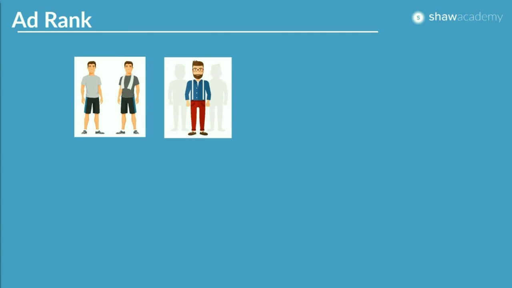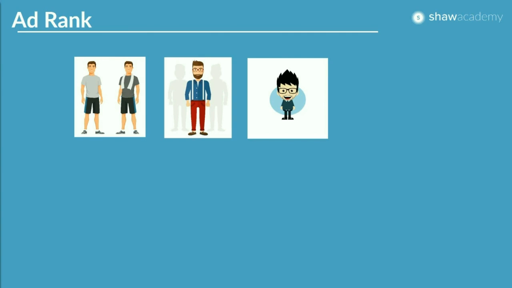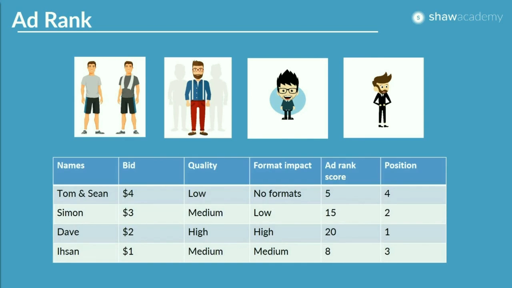You've got Simon. Simon's got a hat store. Then there's Dave, who has a restaurant that he's advertising, and we've got Isan as well. And they're all running ads with the same keywords. Don't ask me how you have a restaurant and a fitness club with the same keywords, but let's go for it. So we've got Tom and Sean. You can see that's the table. That's a comparative of all of the information that they've put in.